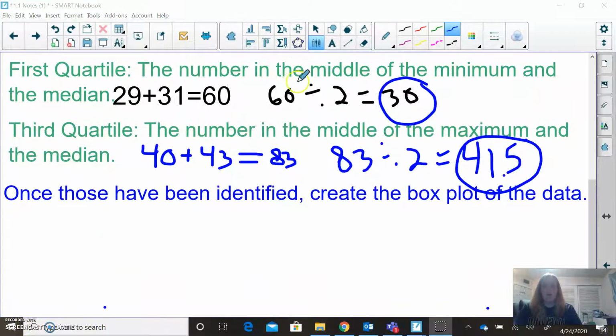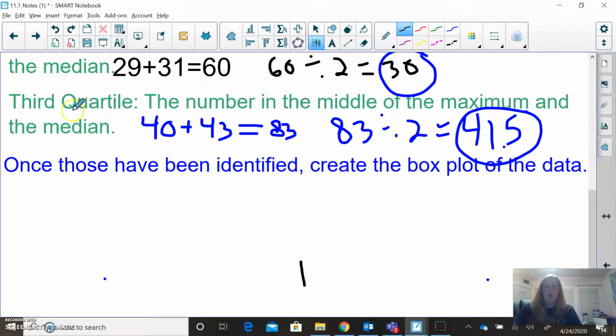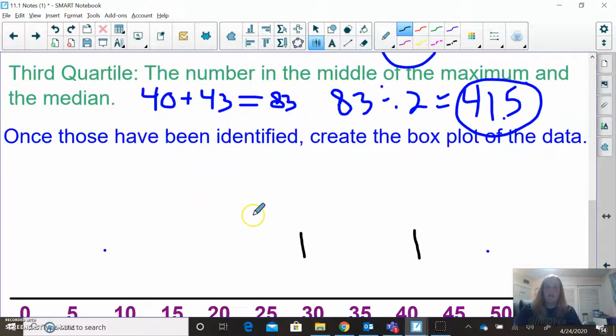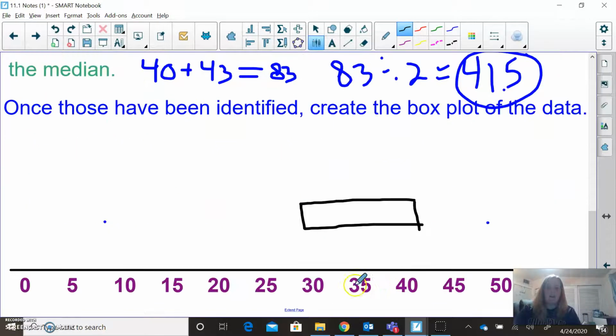Then we're going to plot our first quartile. So we're going to go to the 30, and with quartiles, you actually draw a line. You don't draw a dot. Then we need to do our third quartile at 41.5, and that's just over 40. Perfect. Last, now you're going to draw a box that connects these. Then you need to plot your median. Our median is at 35, and that is also a line. Boom.